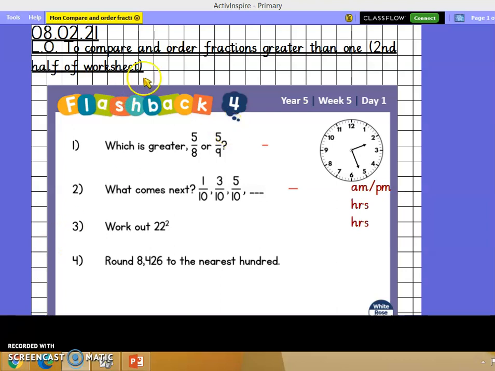Today we're going to do the other half of our worksheet from Friday. So you'll do the second half of your worksheet today. You should have it in front of you. And we are comparing and ordering fractions greater than 1. So we're doing questions 5 to 8. Put today's date, learning objective and your flashback 4 in your book. Pause the video, and when you've completed it, come back to me.